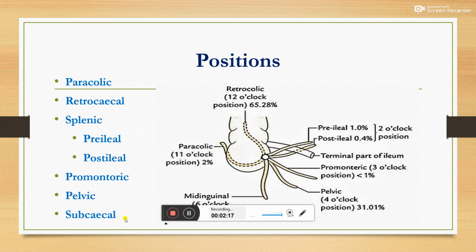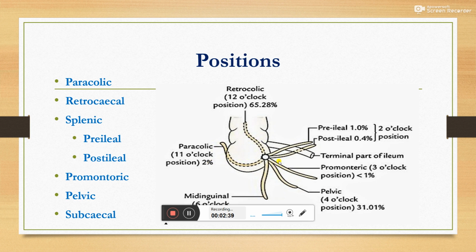Let us see each and every condition. First of all, the paracolic one. The paracolic or 11 o'clock position. The appendix here passes upwards on the right side of the ascending colon, and this type of appendix is found in about 2% of the cases.